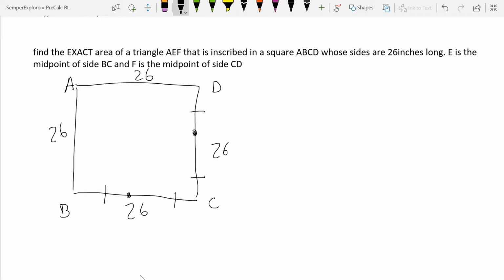So we're trying to find A, so let's label this first. A, so that's E and F. Find the area of AEF. Well, first, what do we know? So we know this is 13, 13.